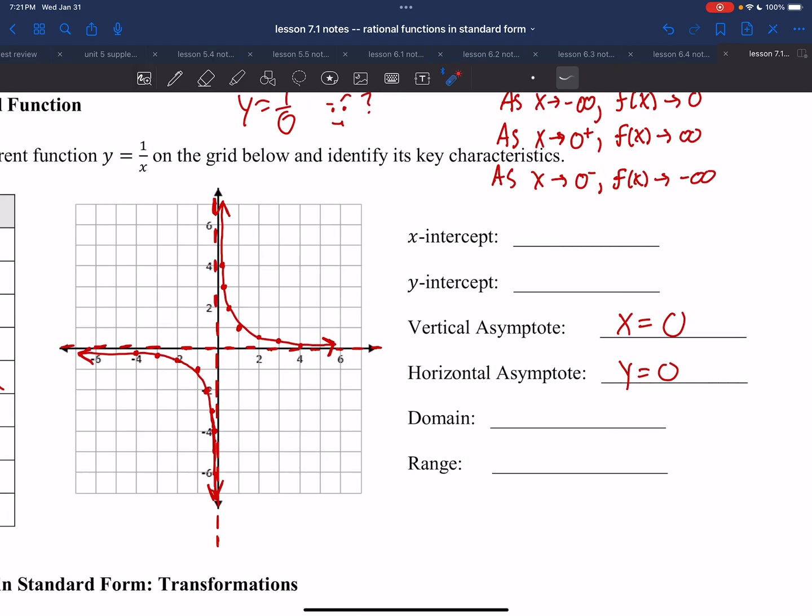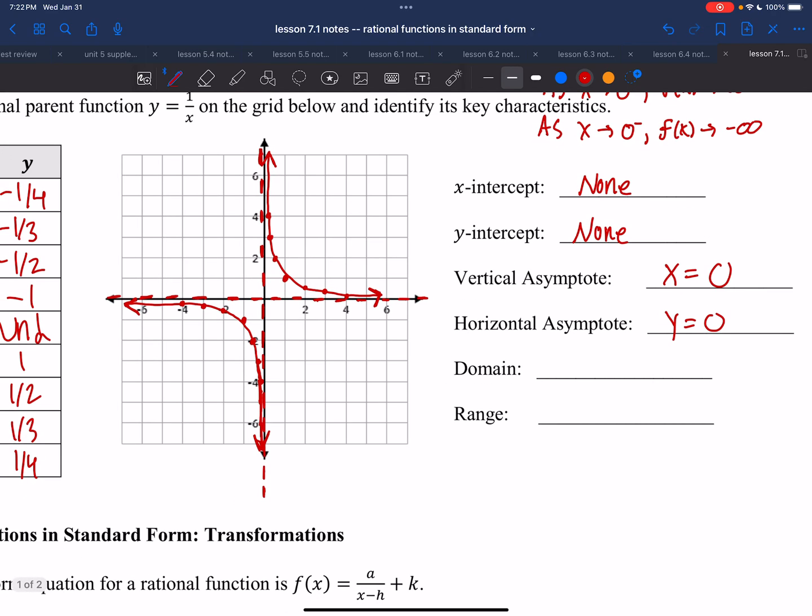For now, let's fill out the rest of this so we can move on, because Mr. Spake has been talking way too much about this parent function. X-intercept, well, I don't see any. There's none. Y-intercept, I don't see any. There's none. So there are no X or Y-intercepts. I have asymptotes there. Asymptotes I am not touching. I don't like the way I'm drawing that in. There we go. That's better. Yeah. So I'm not touching that.